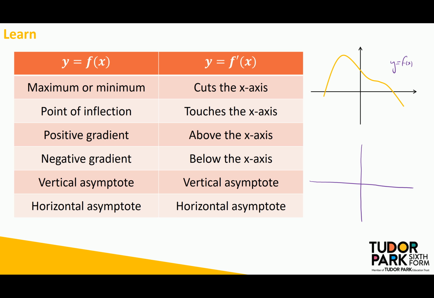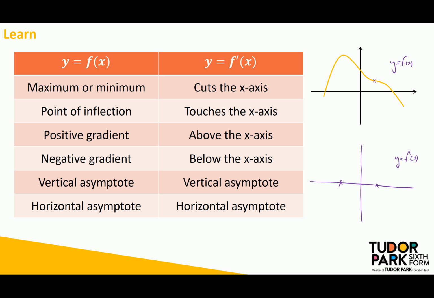Now that should make sense to us because if on the original function we've got a maximum or a minimum point, we know that the gradient at that point, so y equals f prime of x, the gradient would be zero. So in this case, this point is going to be a crossing point, or a root on our derivative. Next, points of inflection. I've got a point of inflection here, and that's going to just touch the x-axis at this point.